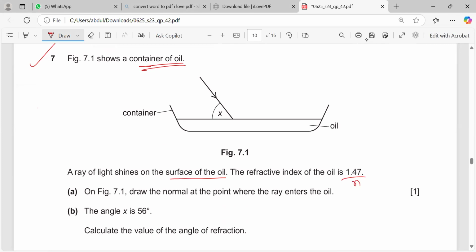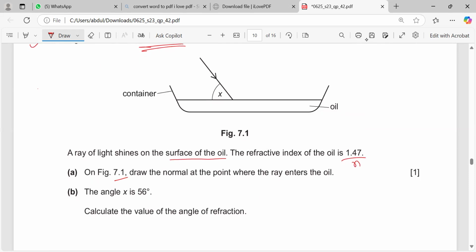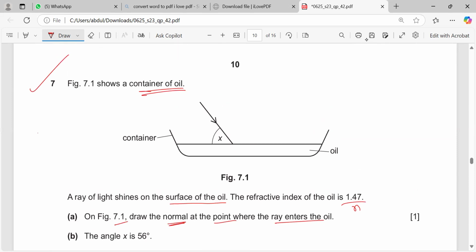This is one of the physical quantities in our syllabus, I mean the refractive index, which has no unit because it is a ratio between two same quantities. Now on figure 7.1, draw the normal at 90 degrees to the point where the ray enters the oil. So the normal will be like this. I have not used the scale, so I have drawn it roughly. So the normal makes an angle of 90 degrees with the surface of the oil.